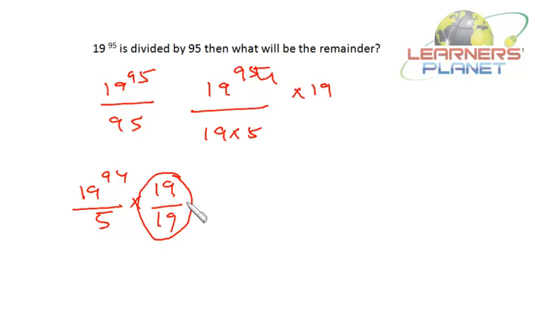We just keep this 19 by 19 aside, and we find the remainder if 19 raised to 94 is divided by 5. The unit digit of 19 raised to 94 will be 1, since 9 has an even power, so the unit digit will be 1 only. If the unit digit is 1 and you divide the number by 5, we'll get the remainder as 1 only. So that 1 into this 19 gives the final remainder as 19. I hope you are clear with the problem.